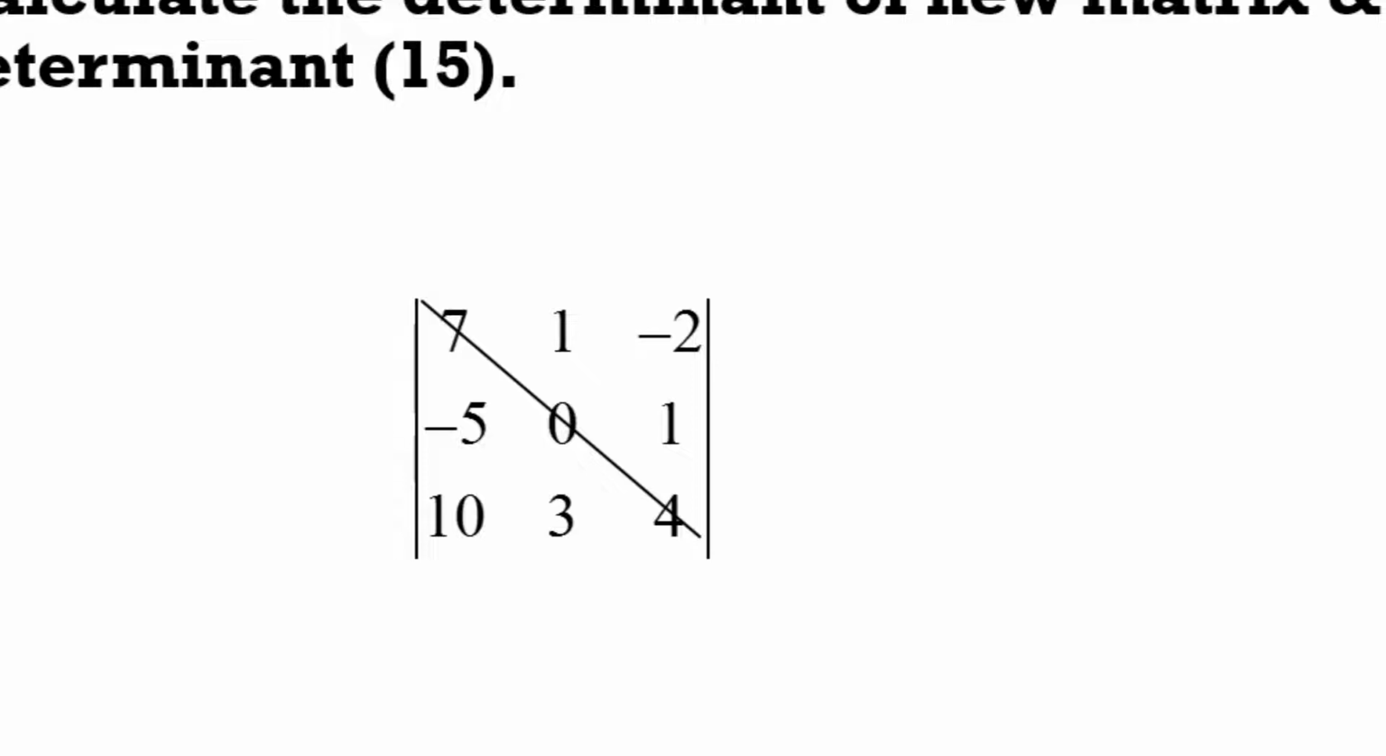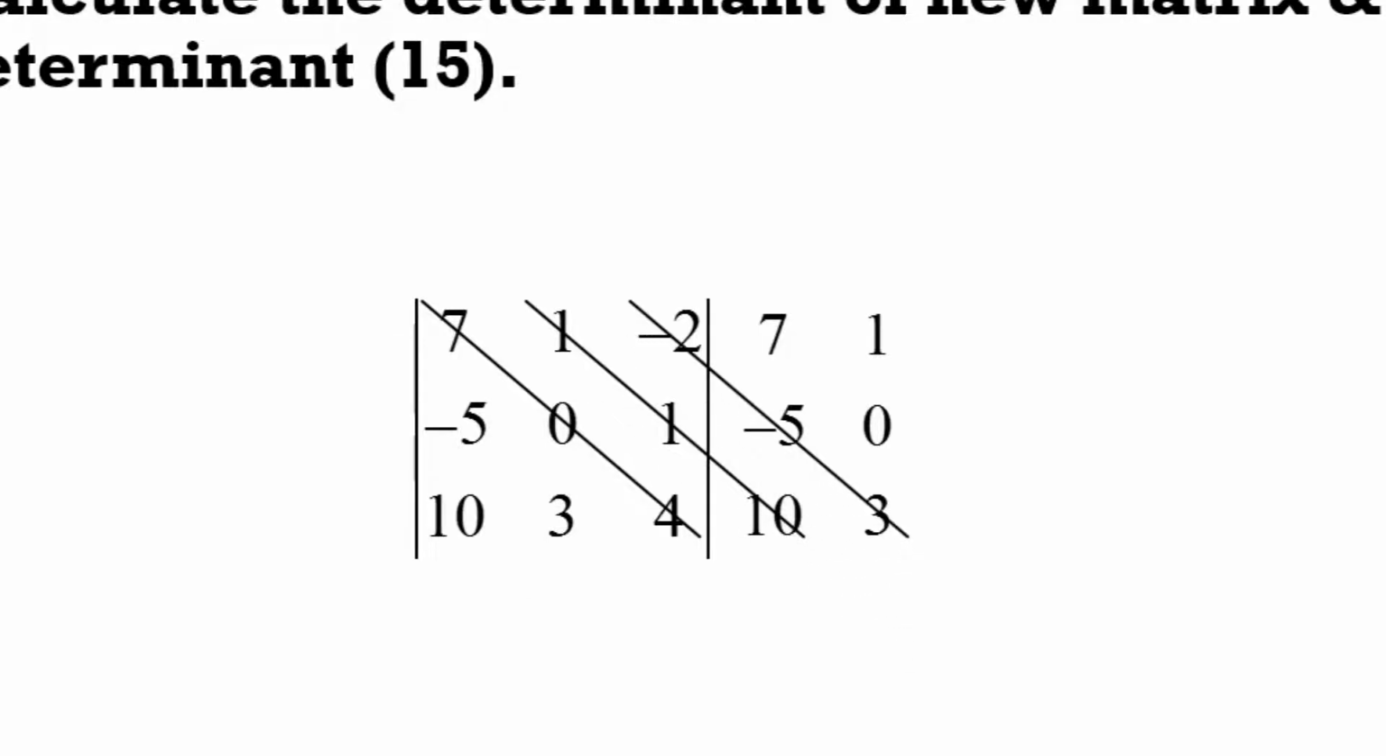Then to solve for the determinant of x, we repeat the first two columns. So 7, negative 5, 10, 1, 0, 3 has been repeated after the line. So we multiply the leading diagonals. Very good. Then we multiply the other diagonals too.